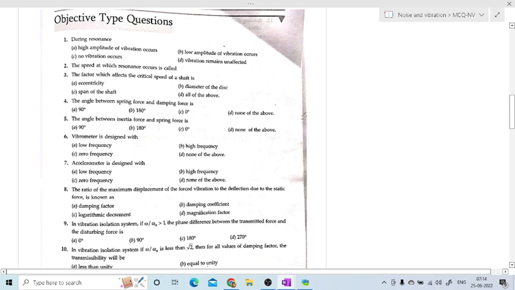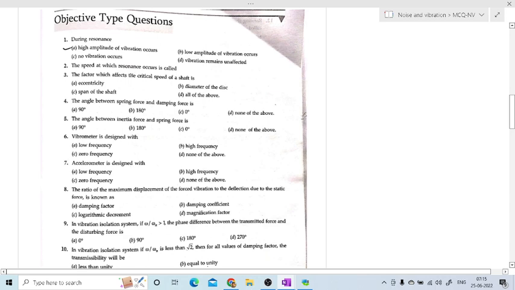So now read the statement. During resonance, high amplitude of vibration, low amplitude of vibration, no vibration, vibration remains unaffected. What is going to happen here? Due to resonance, the amplitude is going to increase. So you will see the high amplitude of vibration.